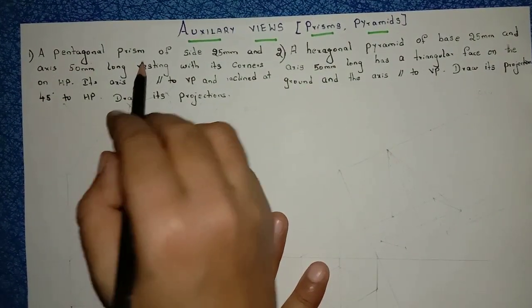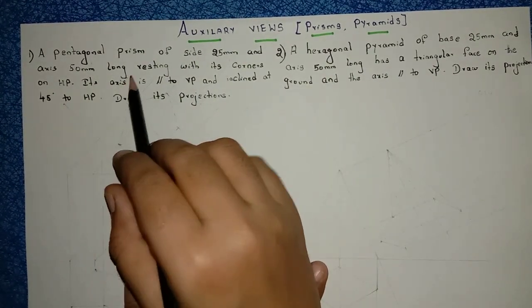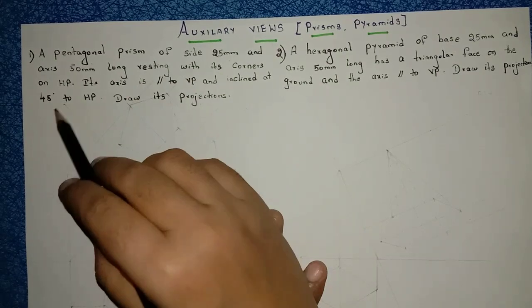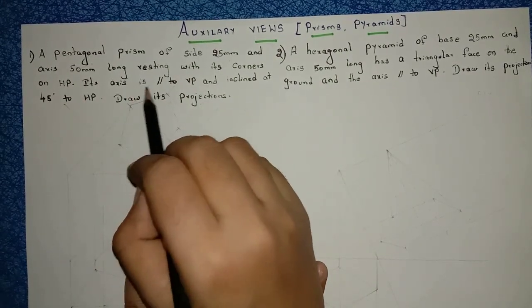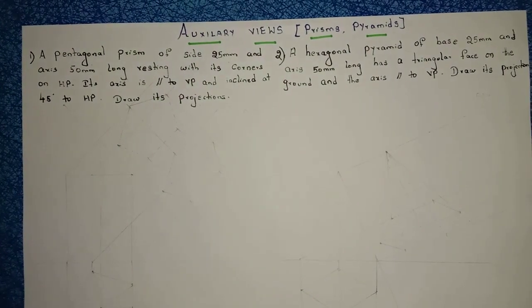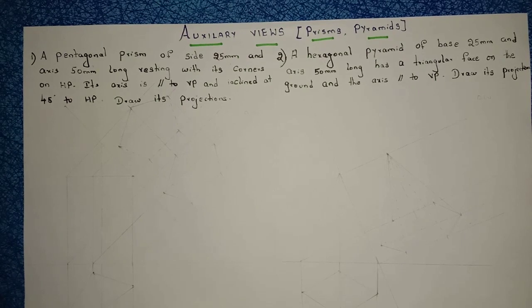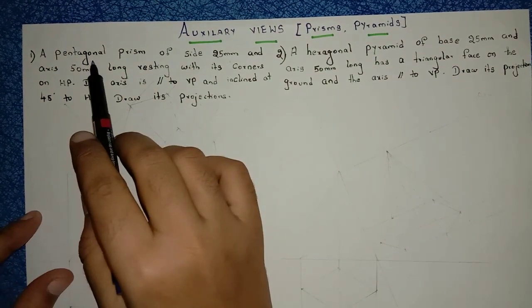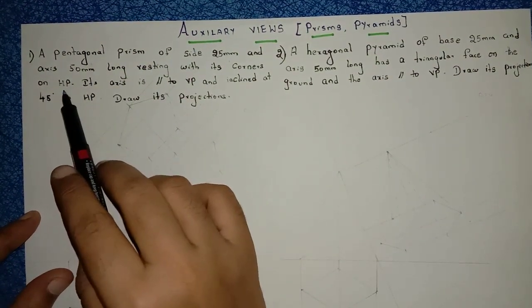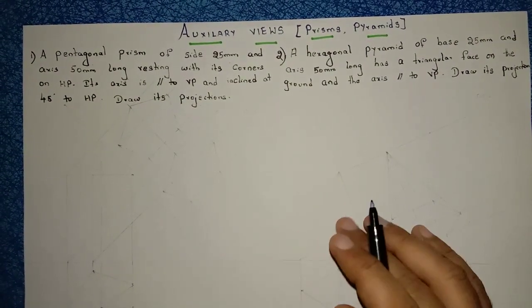A pentagonal prism of side 25 mm and axis 50 mm long, resting with its corners on HP. Its axis is parallel to VP and inclined at 45 degrees to HP. Draw its projections. In this question, they clearly mention that you have to construct the pentagon on HP. Condition is corners on HP. Right? So let us construct the pentagon.